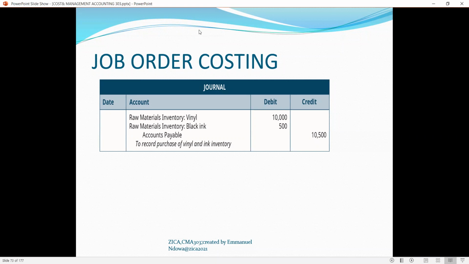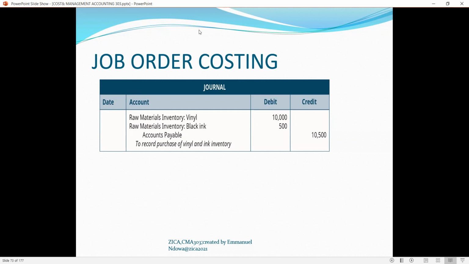You then debit the warehouse because it is the one that is receiving. You are then going to credit the supplier, which will be represented by the accounts payable. Because the accounts payable is the account you are going to utilize to pay the supplier. So you are crediting the accounts payable by 10,500 because it is the account that is going to pump out the money to pay the supplier.